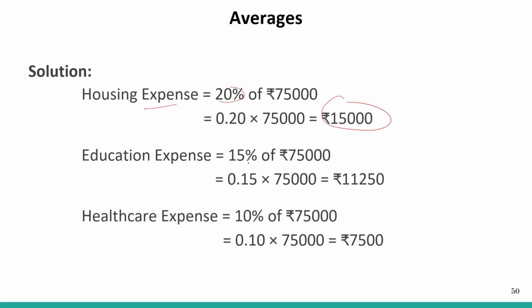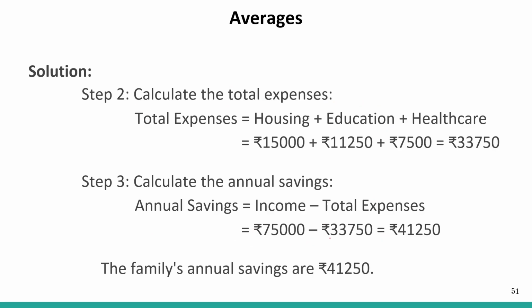And for education expense, it is 15%, so it is 0.15 into 75,000 is equal to 11,250. So healthcare expense is equal to 10%. So it will be 10% of 75,000, which is equal to 7,500, right? So step 2. Calculating the total expenses. So total expenses is equal to housing plus education plus healthcare, which is 15,000 plus 11,250 plus 7,500 is equal to 33,750.